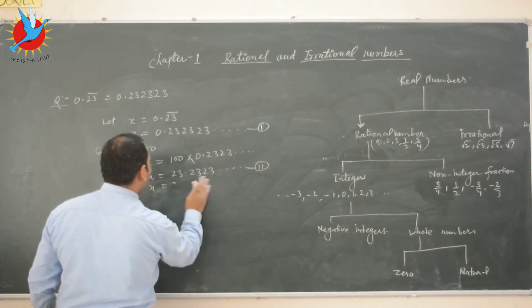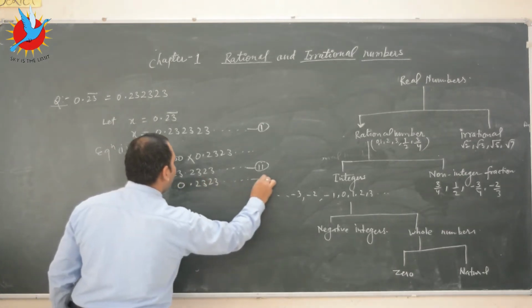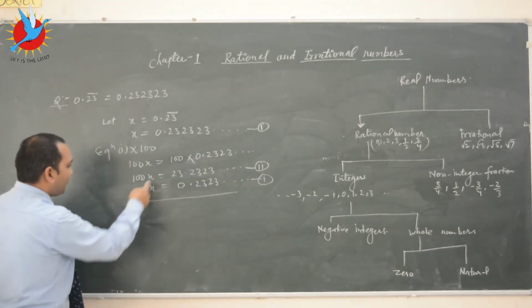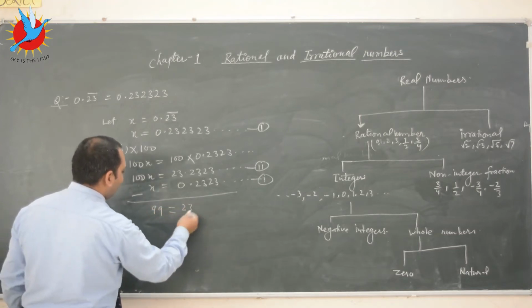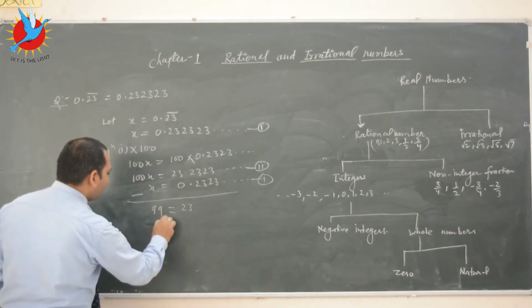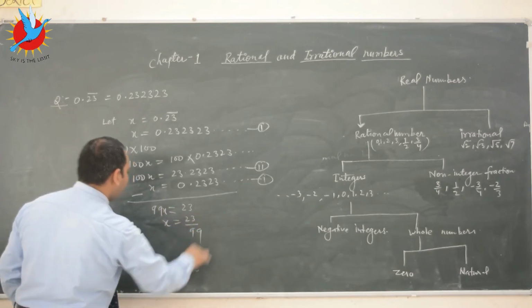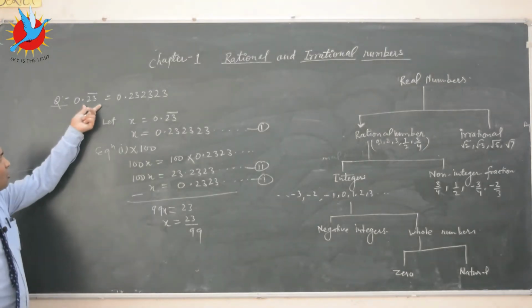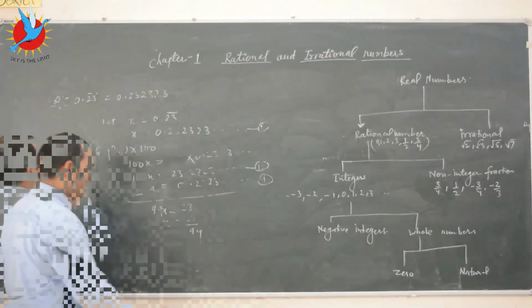x is equal to 0.2323. This is equation first. So now subtract: 100x minus x, that is 99x, is equal to 23.00. So x is equal to 23 upon 99. This is how we convert a non-terminating but repeating decimal into a vulgar fraction.